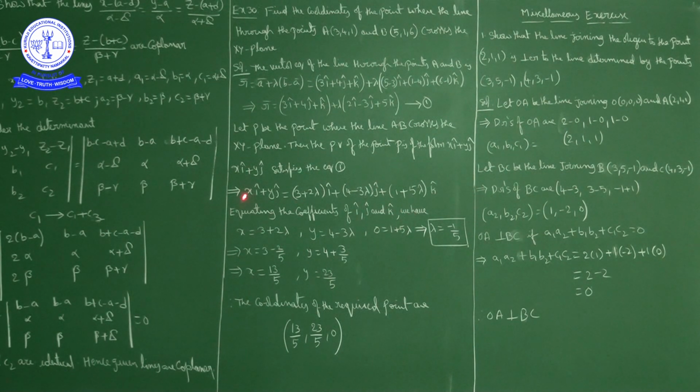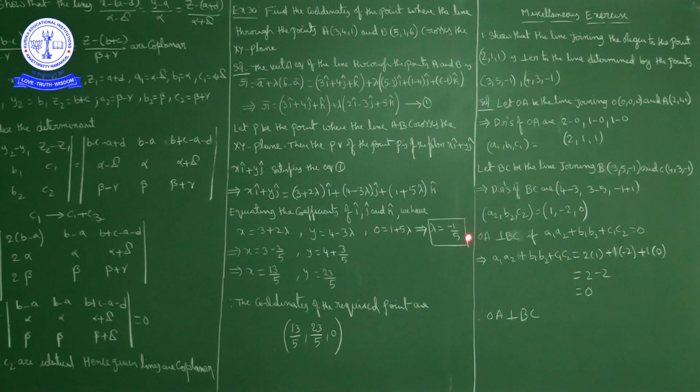What we have here: i coefficient is x, i coefficient is 3 plus 2 lambda. So x is equal to 3 plus 2 lambda. Okay, j coefficient is y, here 4 minus 3 lambda. So y is equal to 4 minus 3 lambda. Okay, k coefficient is 1 plus 5 lambda. Here the k coefficient is 0. So 0 is equal to 1 plus 5 lambda. So from here what can we write for the lambda value? Lambda is equal to minus 1 by 5.